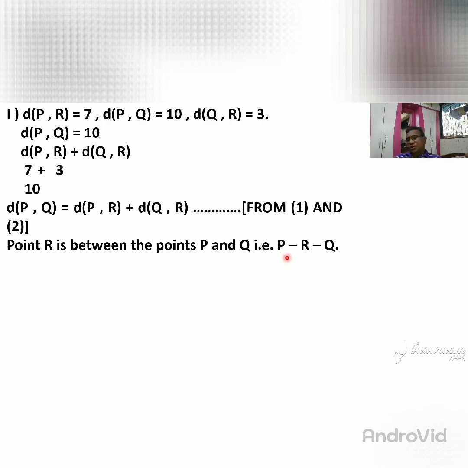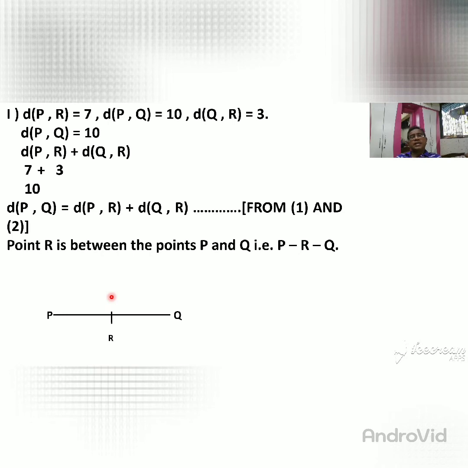That can be shown in such a way: P dash R, R dash Q. So R is between, so R is written in between the points P and Q. So how can we draw the diagram of betweenness? See, we can draw the diagram of the betweenness.